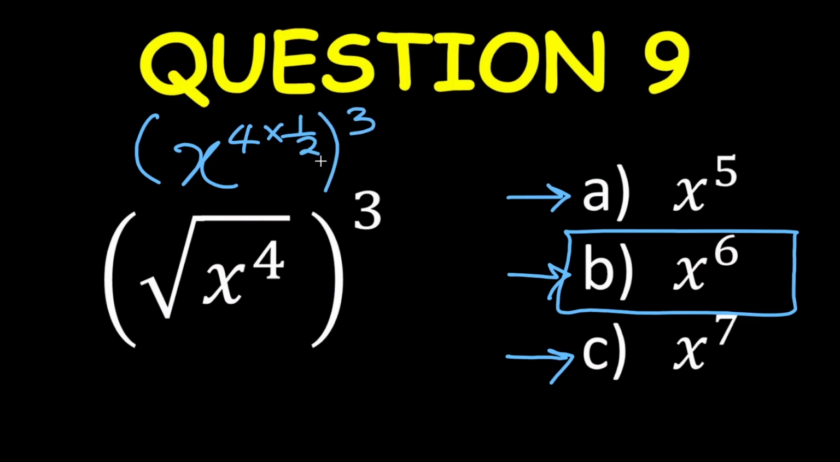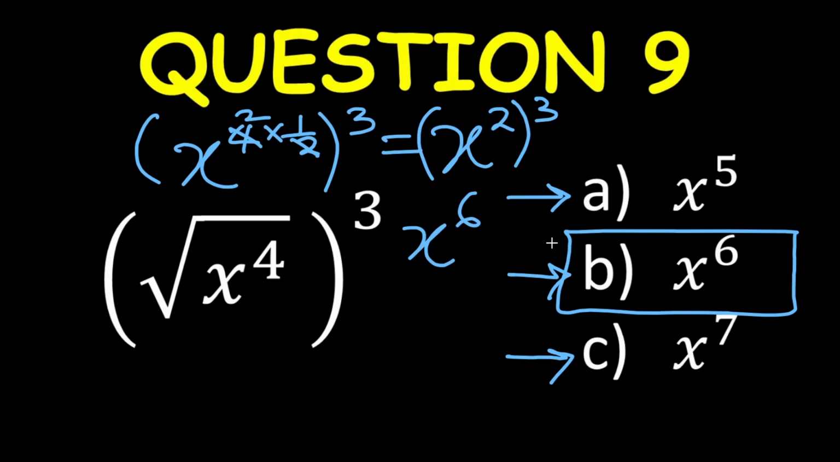Just like regular arithmetic operations, this 4 and this half are going to compute: 2 goes into 4 two times and 2 goes into 2 one time. So now we are left with x raised to the power of 2, all to the power of 3. The powers will always operate; in this case, we multiply the 2 powers together. So 2 times 3 gives us x raised to the power of 6. That is why B is the correct option.